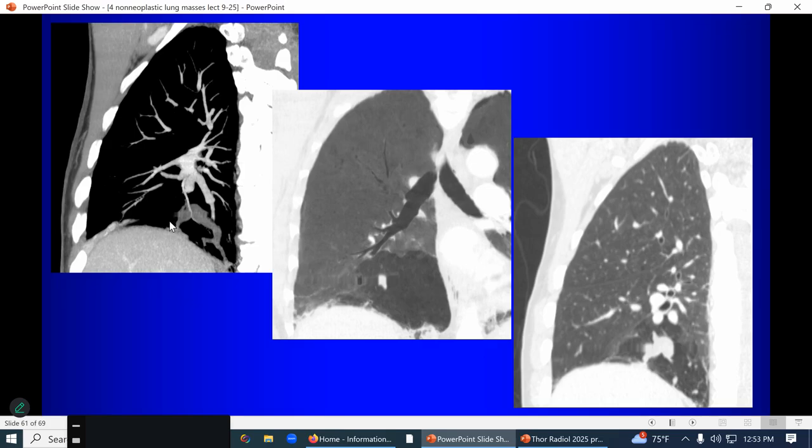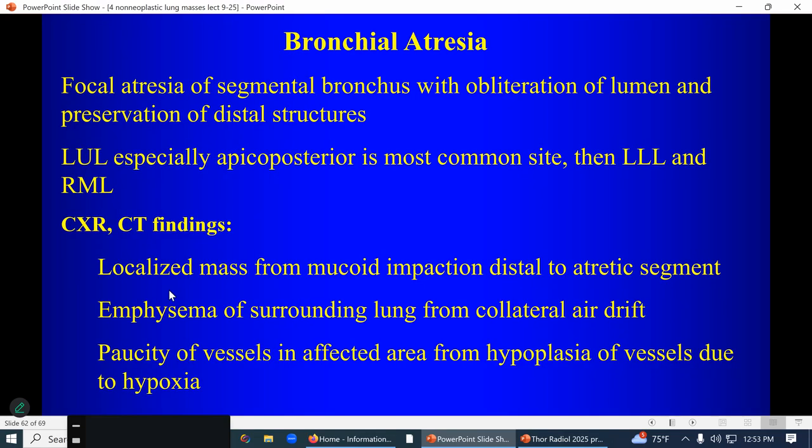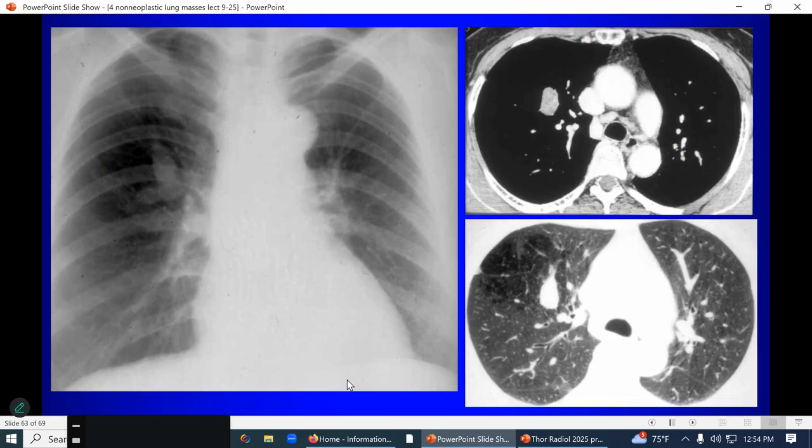All right? So here's a MIP reconstruction showing you the bronchial atresia. This is a MinIP showing you the air trapping, and then here's a coronal reconstruction showing you both. So left upper lobe, apical posterior segment is most common, then left lower lobe, then right middle lobe. Look for the branching tubular opacity from mucoid impaction, distal to the atretic segment, with air trapping in the surrounding lung. That is congenital bronchial atresia. That's what we look for.